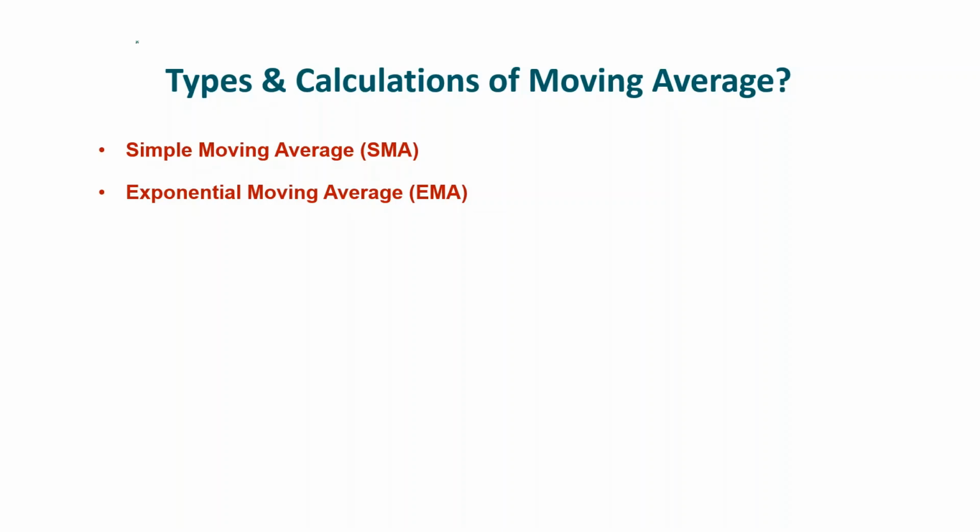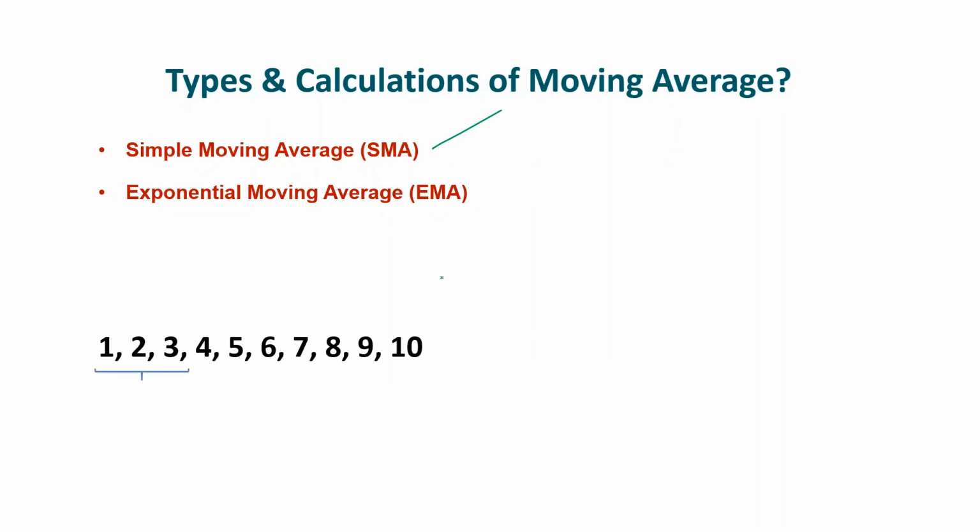There are several other types as well, but these are the most commonly used ones. Apart from this there are others like weighted moving average and smoothed moving average. They are also there, but these two are the most common ones which we basically use. Okay, now what is an SMA? Let's talk about SMA, what this SMA basically is.